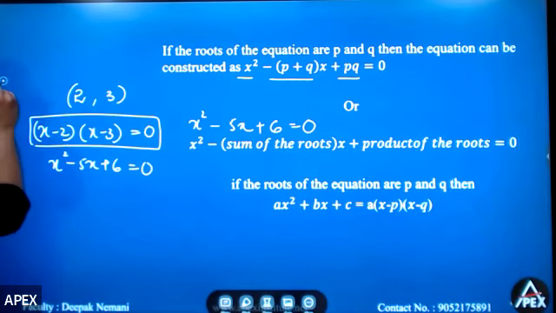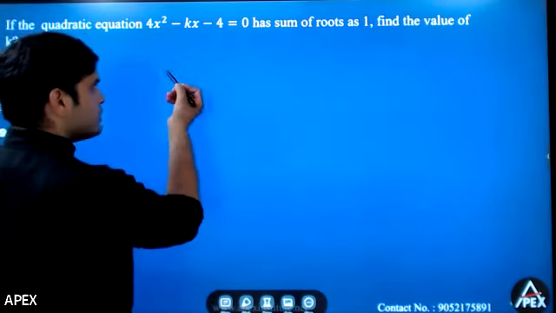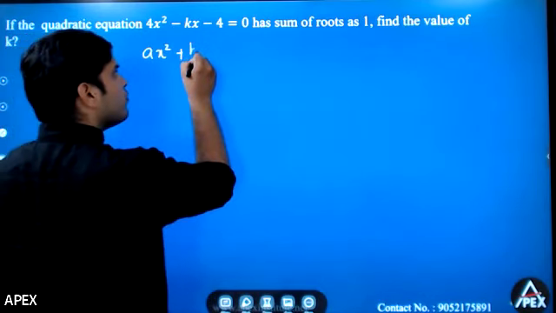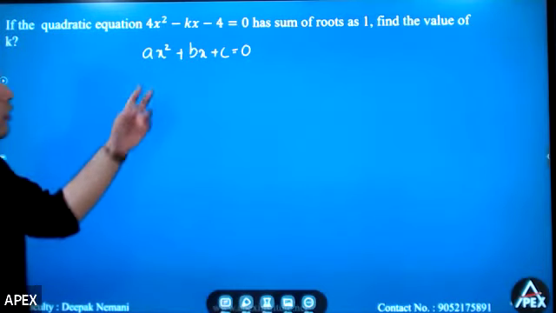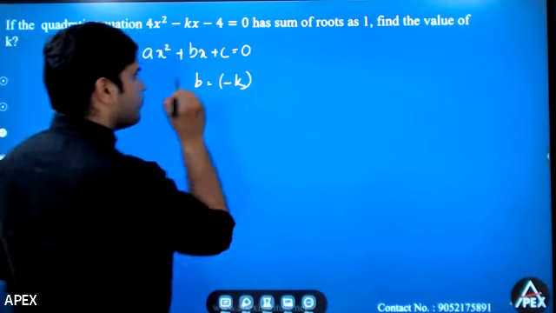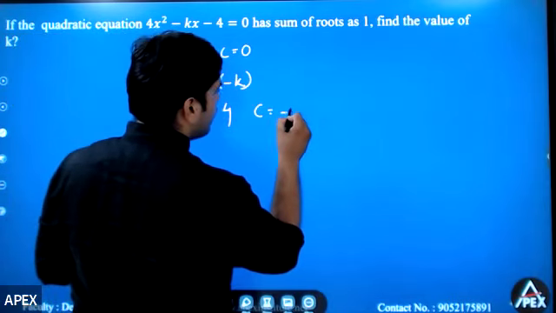Clear? Now, if the quadratic equation 4x square minus kx minus 4 is equal to 0 has sum of the roots as 1, find the value of k. Now, we are given the sum of the roots. What's the formula to calculate sum of the roots? Minus b by a. So compare this equation with ax square plus bx plus c is equal to 0. So here the value of b is minus k, the value of a is 4 and the value of c is minus 4.